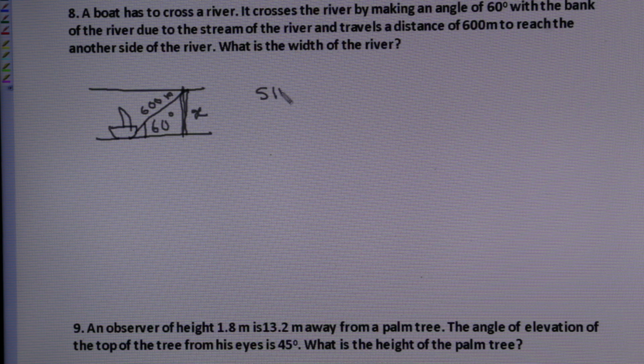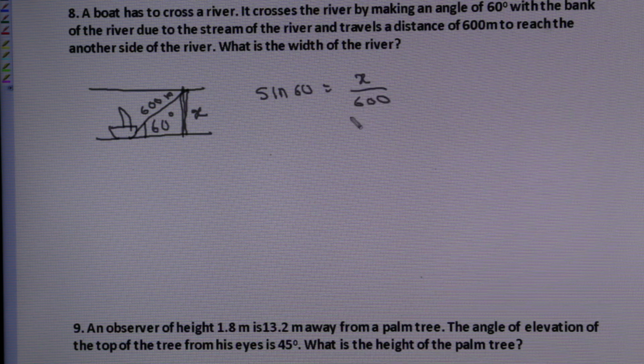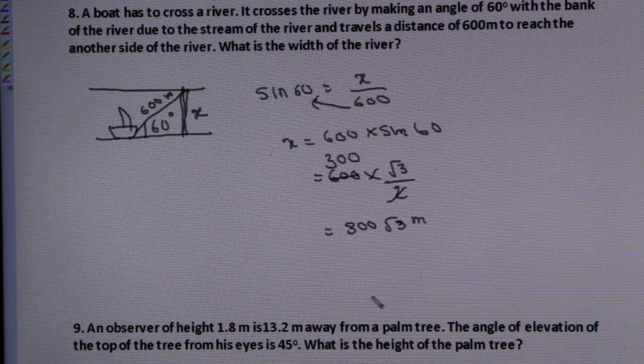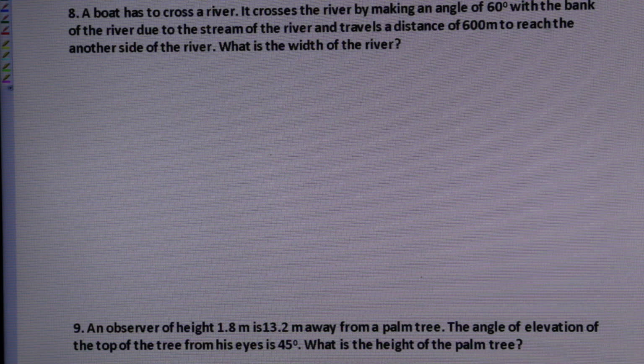Therefore, sine 60 is equal to x by 600. Then by cross multiplication, x is equal to 600 into sine 60, that is 600 into, what is sine 60? Root 3 by 2. 2 3 6. Therefore, 300 root 3 meters is the answer. Next problem.